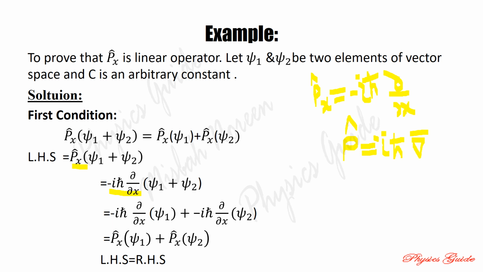So this is the momentum operator p of x into psi of 1. We replace again minus iota h cut curly over curly x with p of x, plus p of x psi of 2. So this is equal to the right hand side of the equation, and it is very easy to prove that the momentum operator is a linear operator. So hence proved, left hand side is equal to right hand side. The first condition of the linear operator is satisfied.